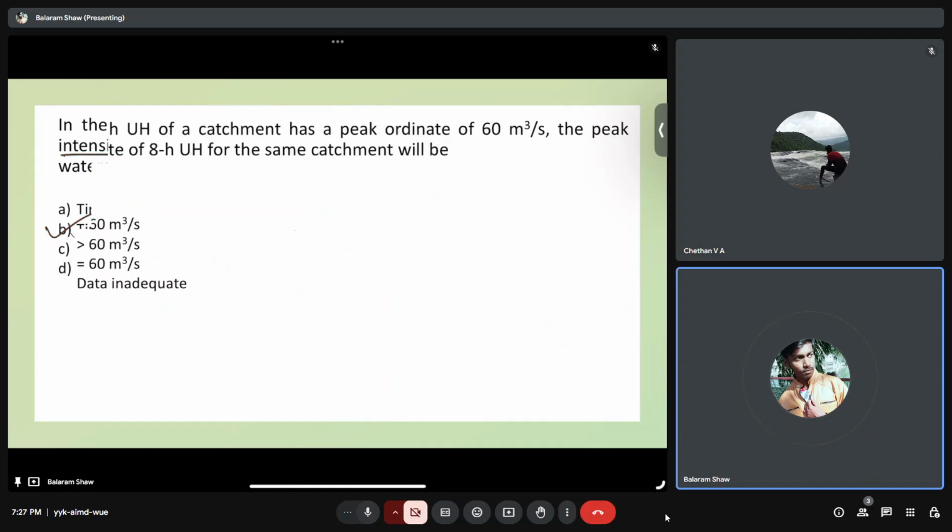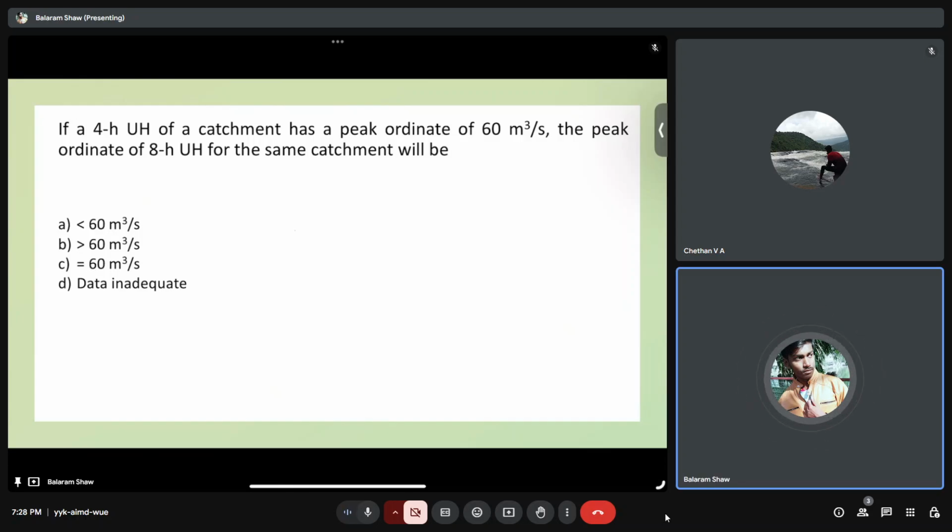If not, move to the next question. If a 4-hour unit hydrograph of a catchment has a peak ordinate of 60 meter cube per second, the peak ordinate of the 8-hour unit hydrograph of the catchment will be what? Here what you can see is that the duration of the unit hydrograph has been doubled, right?